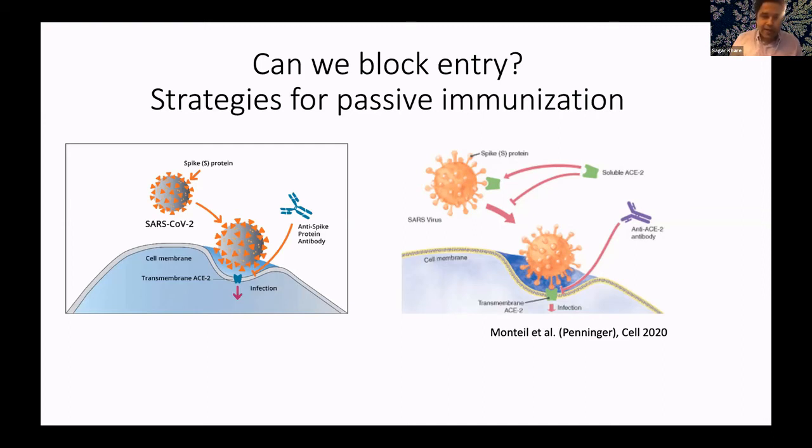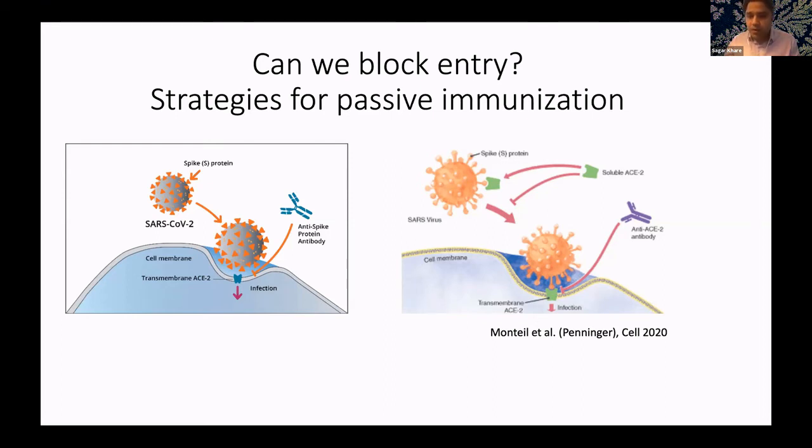So in this case, the fish would be essentially blocking the interaction between the spike protein and the receptor. And so you can imagine doing that in two ways. One is to develop monoclonal antibodies or other binding agents that can come in and block these interactions by interacting with the spike.